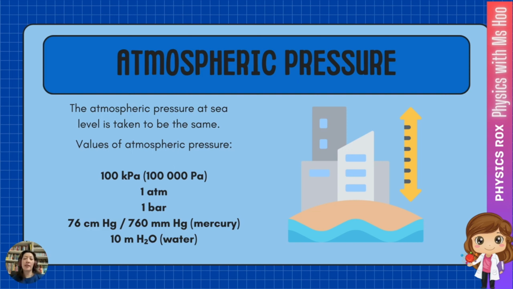Now, another way to express the atmospheric pressure, instead of using mercury, we can also use water if we were to be using a water barometer. In this case, if you use a water barometer, you would find that the height of the water is 10 meters. That's why we have to write it as 10 meters H2O, which is water. This means that the atmospheric pressure at sea level is equivalent to the pressure exerted by 10 meters of water. Again, if you'd like to understand this in further detail, please watch my video on barometers.